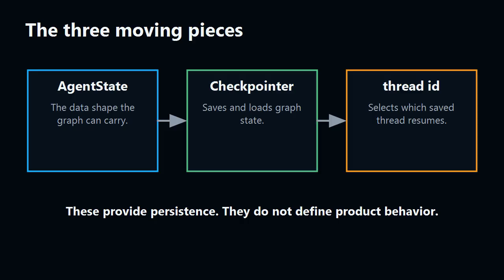First, agent state is the data shape your graph can carry. Second, the checkpointer saves and loads that state. Third, thread ID chooses which saved conversation thread to resume. Those pieces provide persistence. They do not define product behavior by themselves.